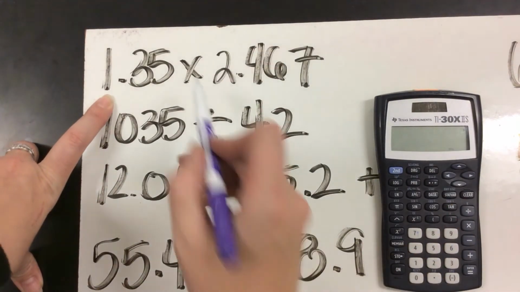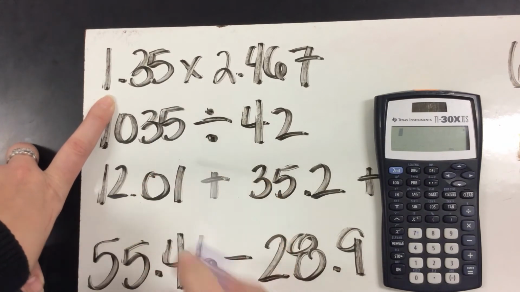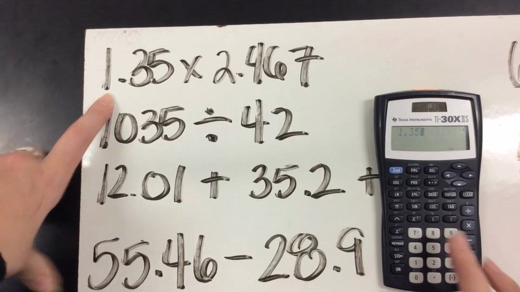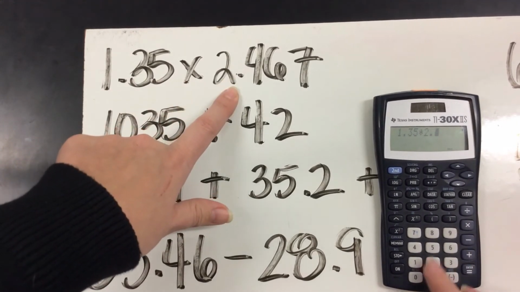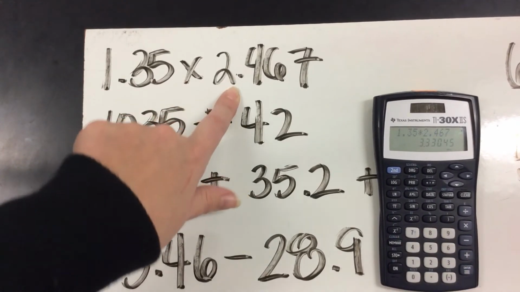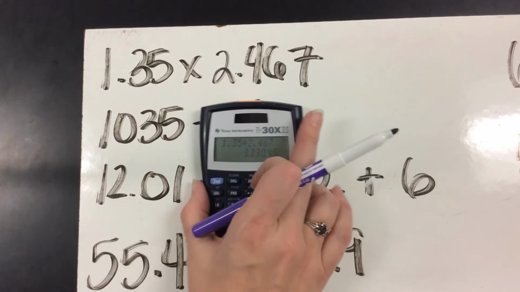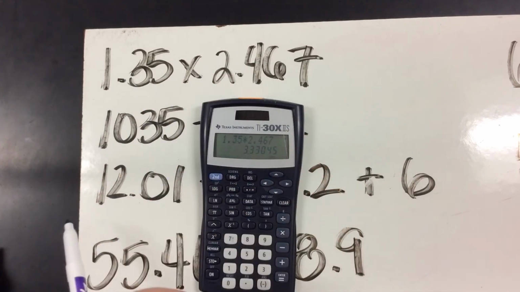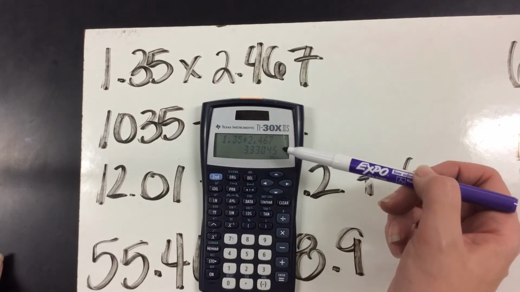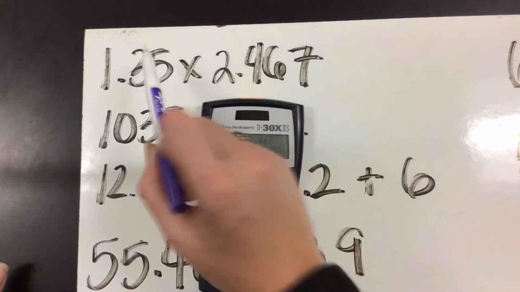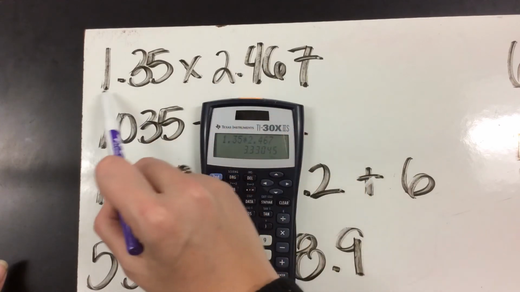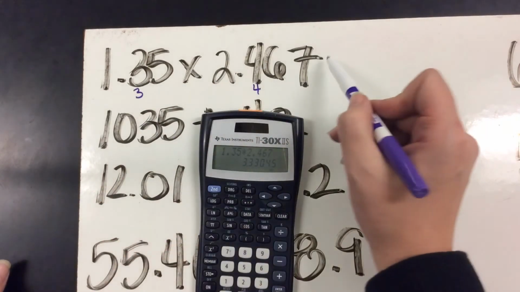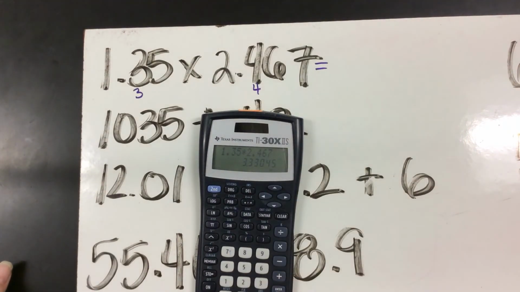Now in this first problem, we're multiplying. So I'm first going to plug it into my calculator. 1.35 times 2.467, we hit equals. Now once I have my answer in my calculator, I need to look at my input numbers, and I'm going to round this answer to reflect the least amount of sig figs as my input. So this number has 3 sig figs, this one has 4. So that means that my answer can only have 3 sig figs.